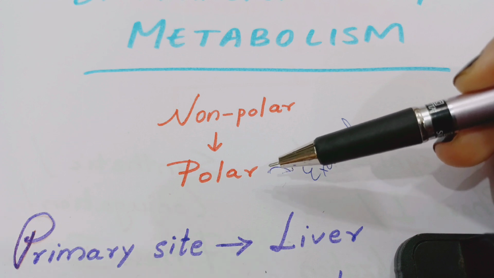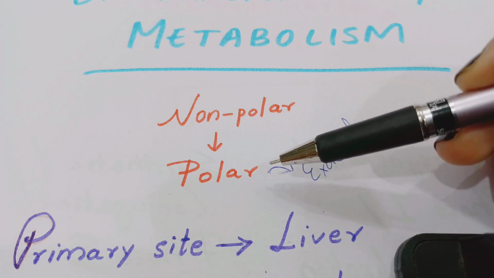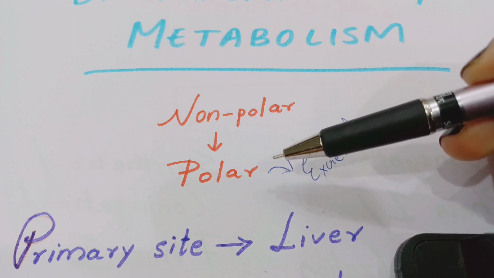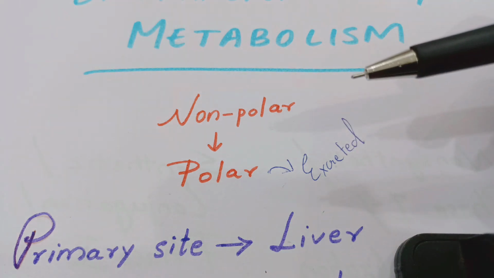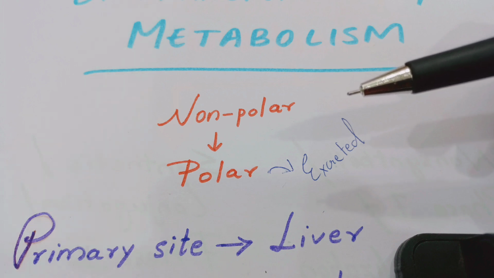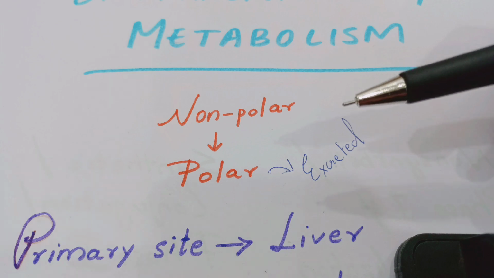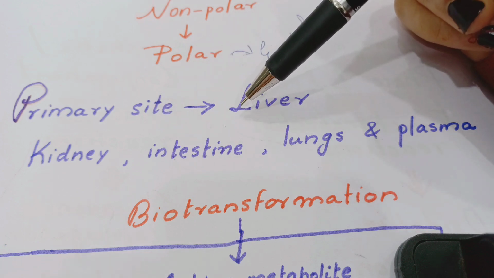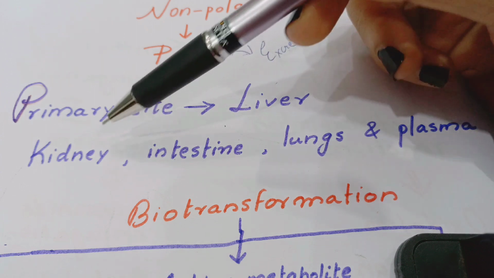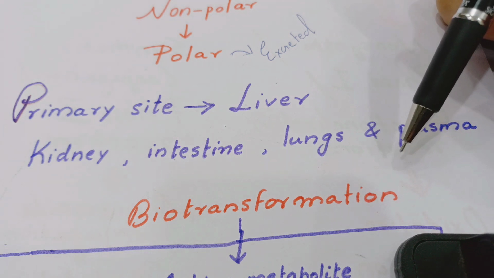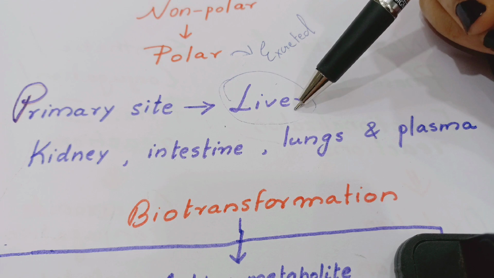If we look at hydrophilic drugs such as streptomycin, neostigmine, etc., they are already hydrophilic, so they are largely excreted unchanged in urine. Little biotransformed and they are excreted easily because they are already hydrophilic. Now, the primary site for drug metabolism is liver, okay? And the others are kidney, intestine, lungs, and plasma. The primary site is basically liver.